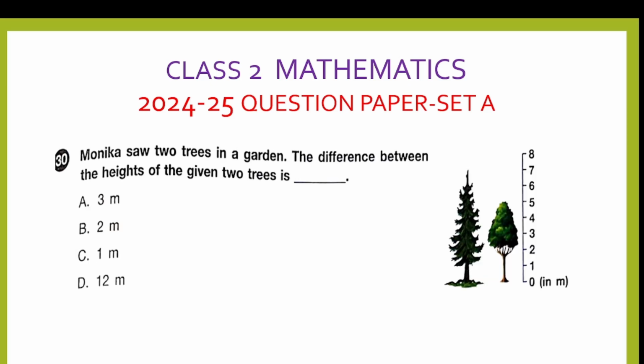Next question. Monica saw 2 trees in the garden. The difference between the heights of the given 2 trees is. So Monica saw these 2 trees, one is this tree and another is this one. We have to first measure their height. The first tree's height is 7 meter and the second tree's height is 5 meter. Now we have to find their difference, which means 7 minus 5, and 7 minus 5 is 2. So the difference between the heights of the given 2 trees is 2 meter. Therefore option B is the correct answer.